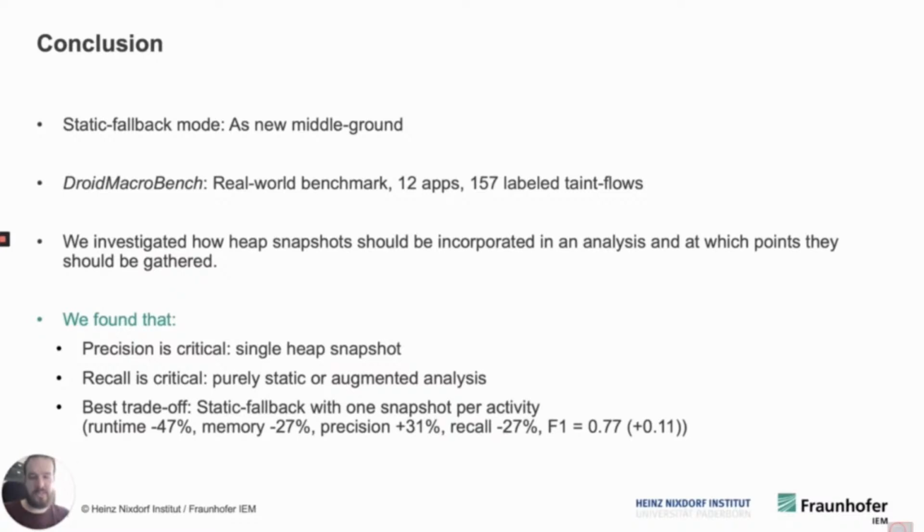the best results. Finally, compared to the fully static approach, static fallback achieved the best trade-off between precision, recall, and runtime performance. It heavily reduces analysis time and memory consumption, and furthermore, it increases precision by about a third while losing less than a third of recall on average. This results in the overall best F1 score of 0.77.